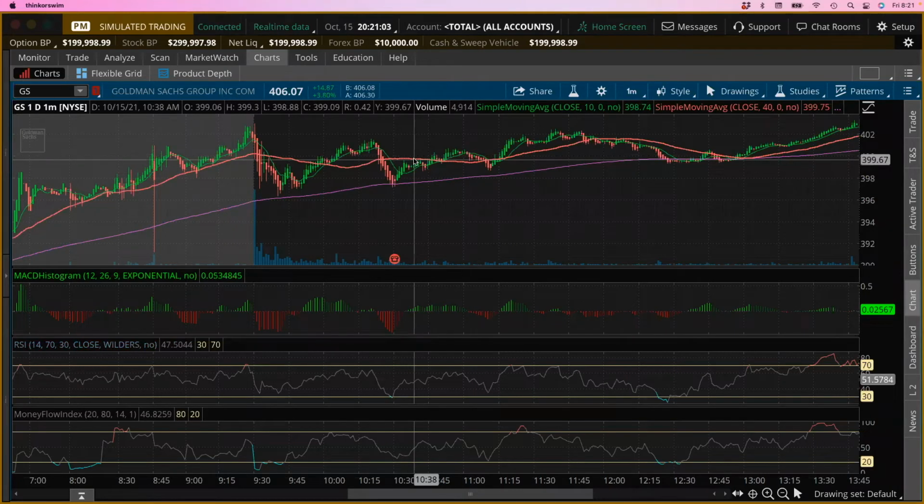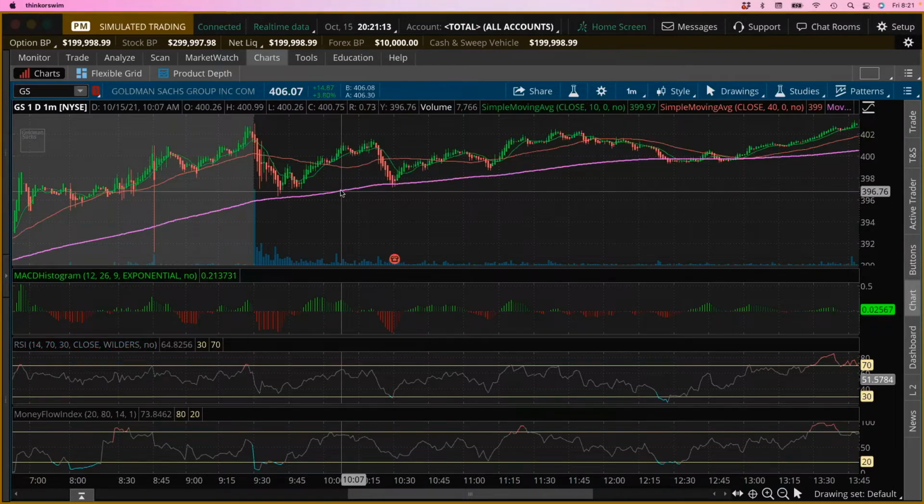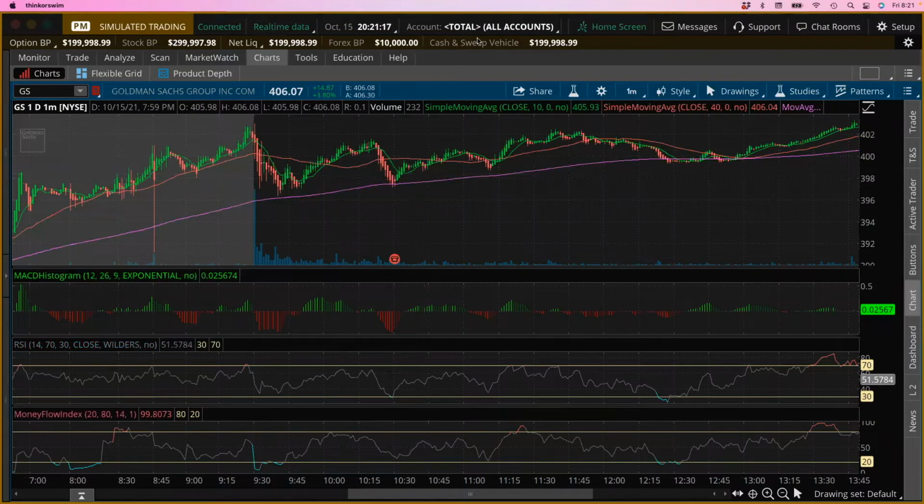However, do not forget what I said right before we started this. The 200 EMA. You see how it bounced off of it? Let's see how many bounce points we have.